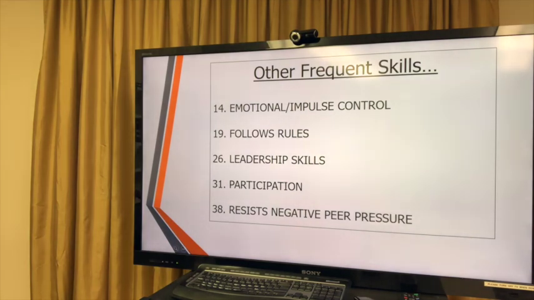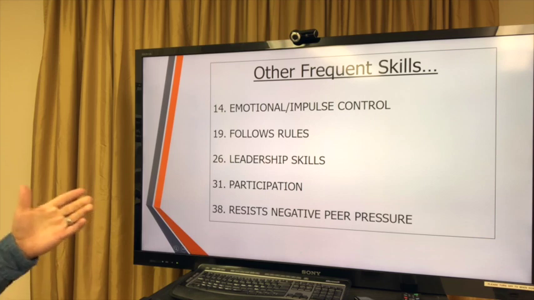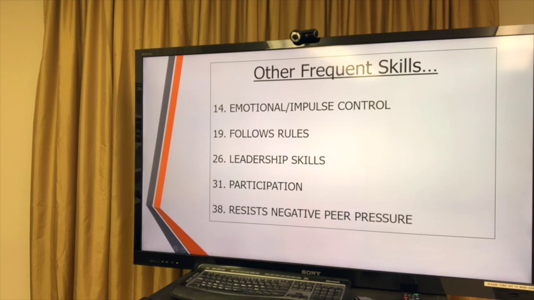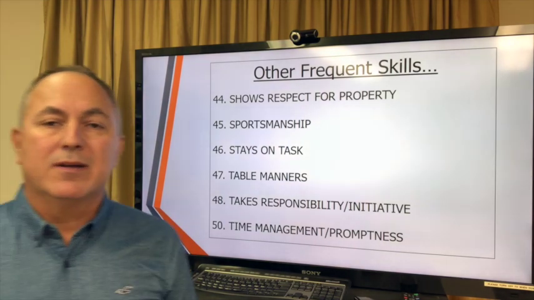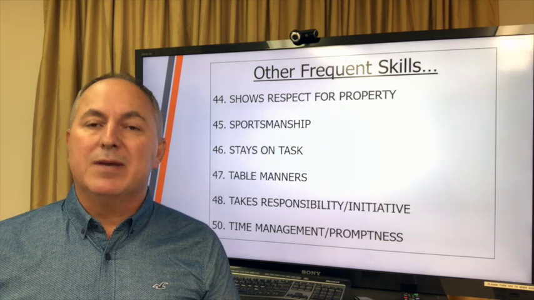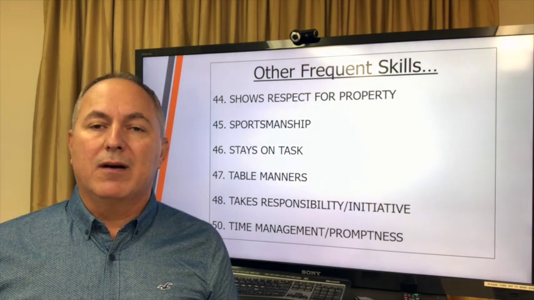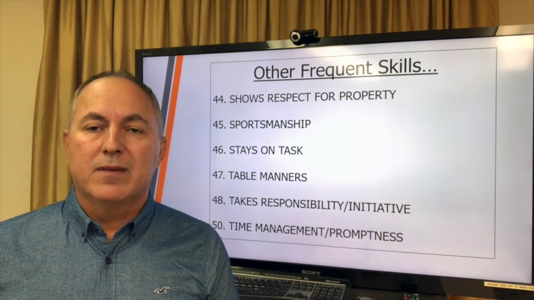There are other frequent skills that are used in our programs that allow us to become even more individualized, such as emotional impulse control, follows rules, leadership skills, participation, resists negative peer pressure, shows respect for property, sportsmanship, stays on task, table manners, takes responsibility or initiative, time management, promptness. When you think about all these other skills that we talked about, we have 51 altogether in the curriculum that can be identified through the service plan that are appropriate for any youth we serve.